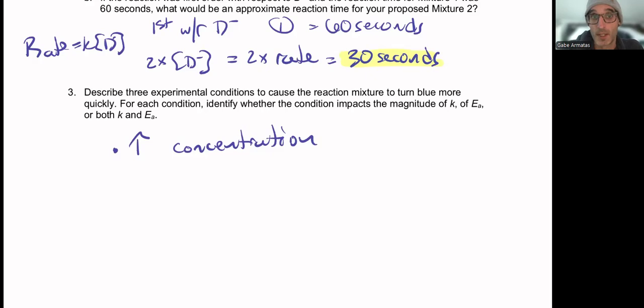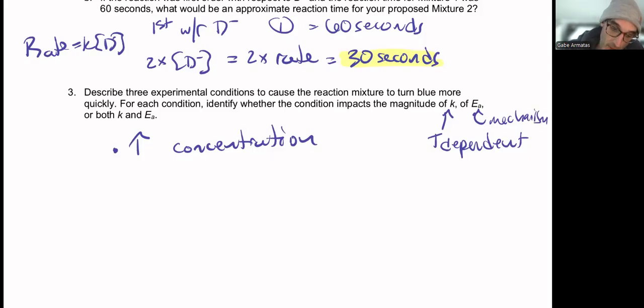So k is temperature dependent, and activation energy is essentially going to be mechanism dependent. So increasing concentration should actually affect neither of those.